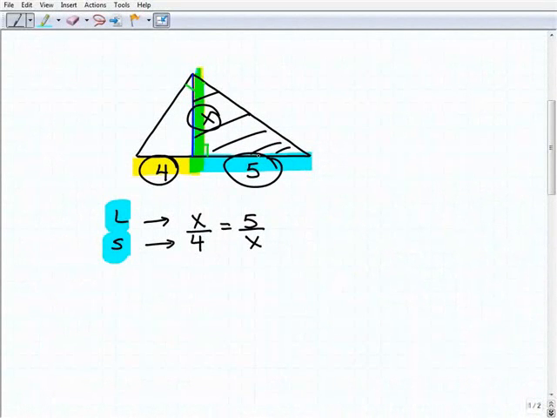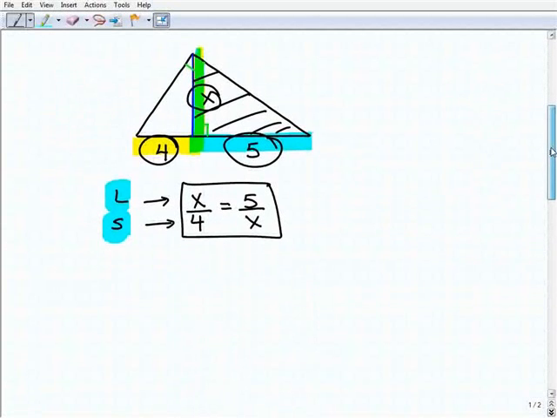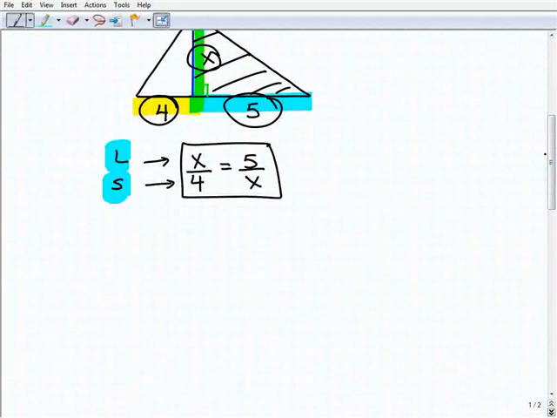I think it's probably the most critical skill when you're working these problems: your ability to set up these proportions correctly. Because if you can set up these proportions correctly, solving them should be pretty straightforward. It involves a little bit of algebra, which I know is one of your favorite topics. So it should be a piece of cake, right? Let's go ahead and solve this proportion right here: x over 4 equals 5 over x. If you haven't tried to solve that, you might want to do that now.